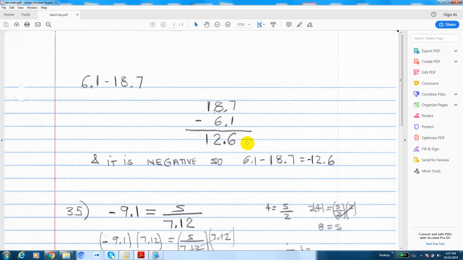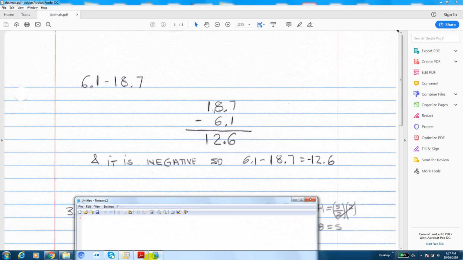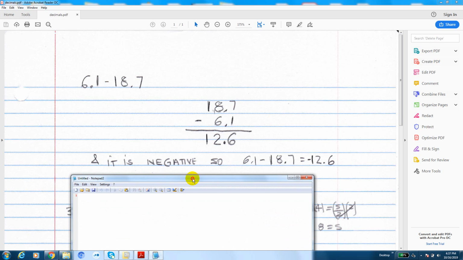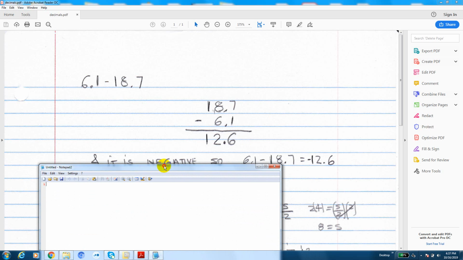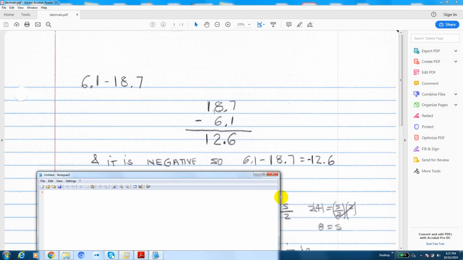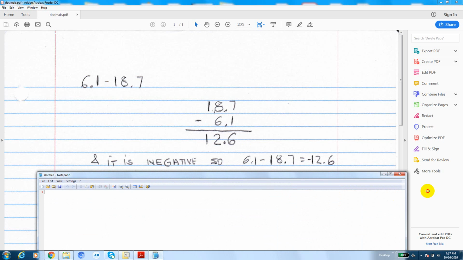Hello, quick video on how to do decimal math. This should all be a review from last year, but you probably haven't done decimal math in five months, and that's fine. Nobody does decimal math for all practical purposes. So, just a quick review on how to do this.